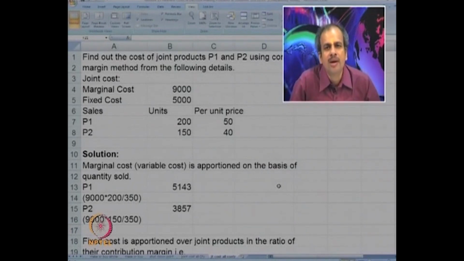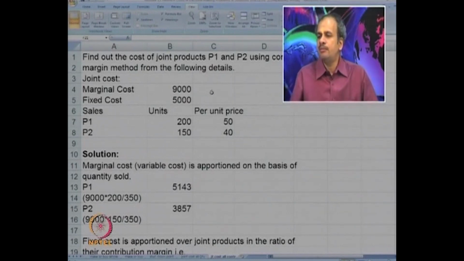Now one more problem. Here we have two products, P1 and P2. We are going to use the contribution margin method. The joint costs are given. Marginal or variable cost is 9,000. Fixed cost is 5,000. Now here the two products are there. Number of units for P1 is 200. For P2 it is 150. Per unit price, that is the selling price, is 50 and 40.